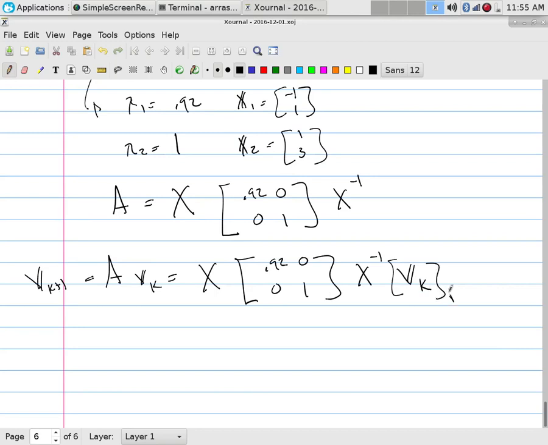But this guy is in standard coordinates. What's happening? It takes our probability vector, which tells me how many people are living, and switches it into the coordinates of the eigenvectors. But then what does it do to those? It multiplies the first coordinate by 0.92, which means where is it going? Smaller. And what does it do to the other one? Stays the same. And then it switches it back.